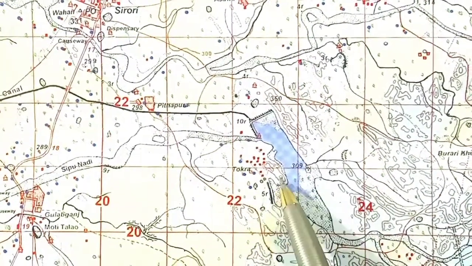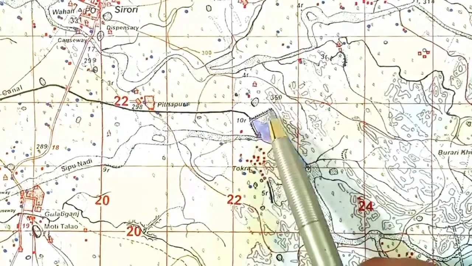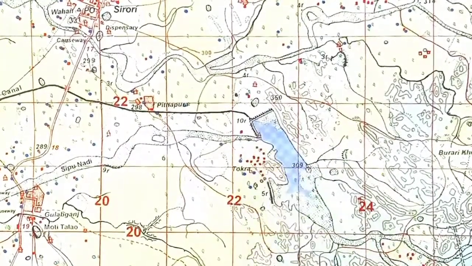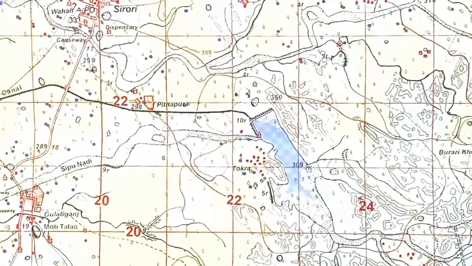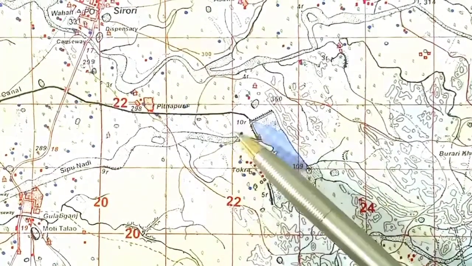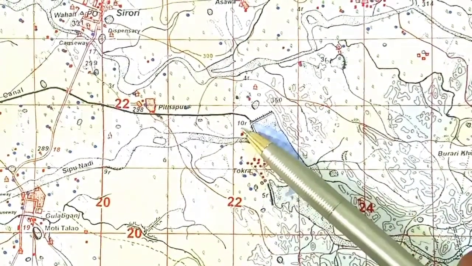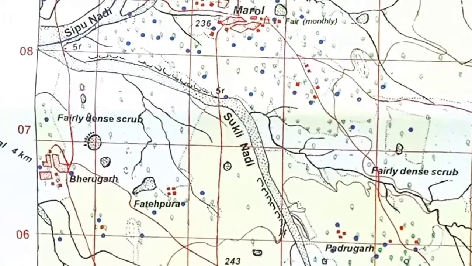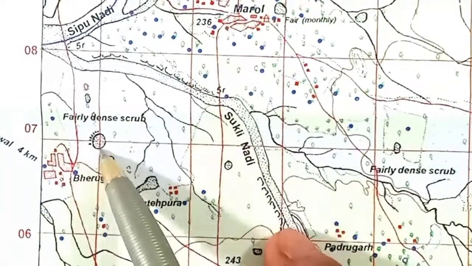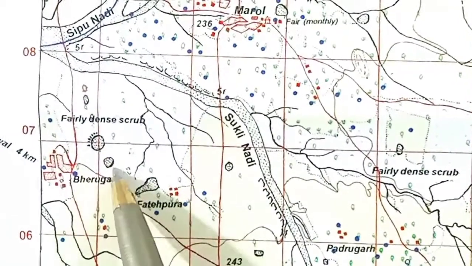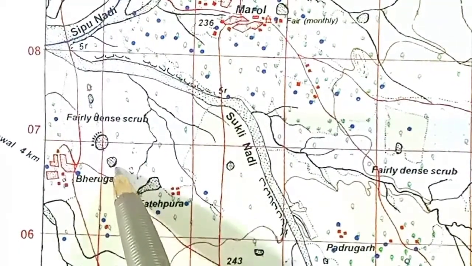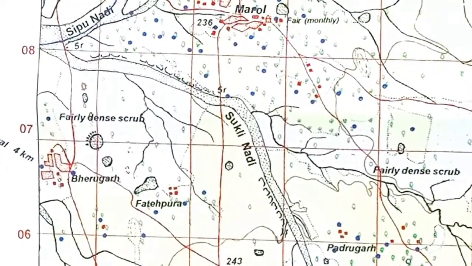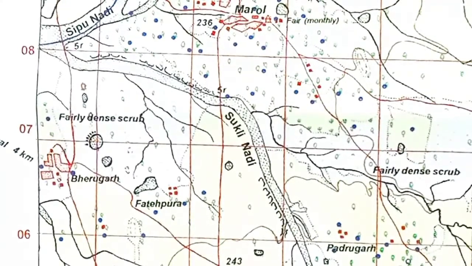Here we can see a tank which has water and also an embankment. So it's a perennial tank with an embankment, and the relative height is also mentioned. Now this is a dry tank with embankment and a dry tank without embankment. So this is how we show tanks in a topographical map.